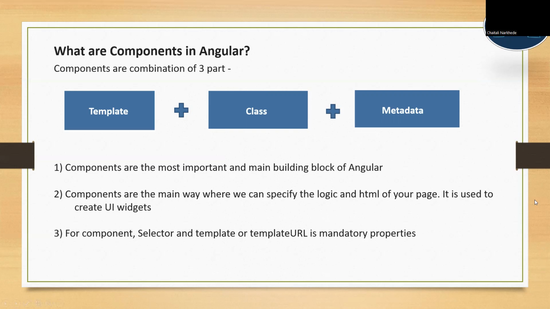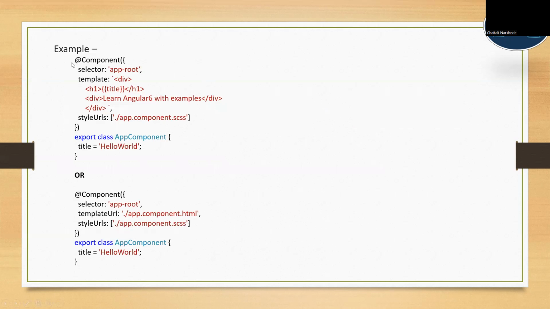So let's see how we create a component. We can use the @Component decorator to create the component. You need to specify selector, template URL and style URLs. Or instead of template, you can write the template URL and you have to pass the URL of your HTML page.